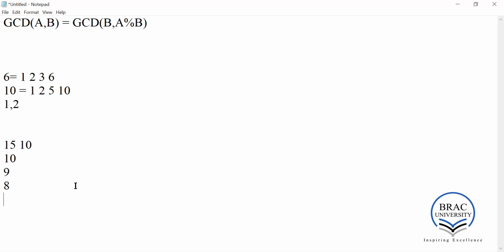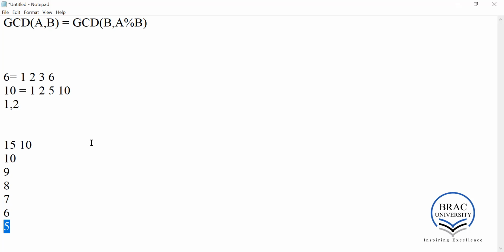Then 7, no. 7 is not a common divisor. 6 is not a common divisor. 5. So 5 is a common divisor for both of these, right? So 5 will be my GCD. So I can just check the numbers in reverse so that I can find the maximum possible number. This one is a brute force solution.